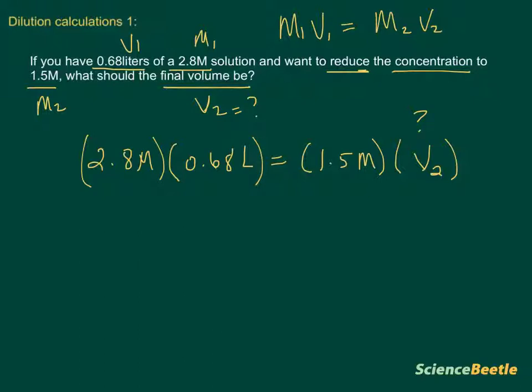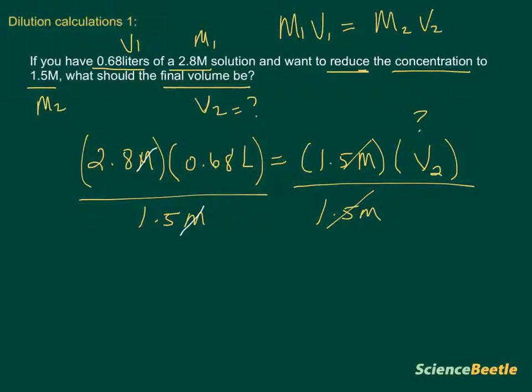That means I need to get rid of the concentration from the right side of the equation, so I need to divide by 1.5 molar. When I do that, that cancels out, and what I do to one side, I must do to the other side. You're going to notice right off the bat that my molar units cancel, and what I'm left with is the units in liters. So if I take 2.8, multiply it by 0.68 and divide it by 1.5, I should come out with the volume that I want.